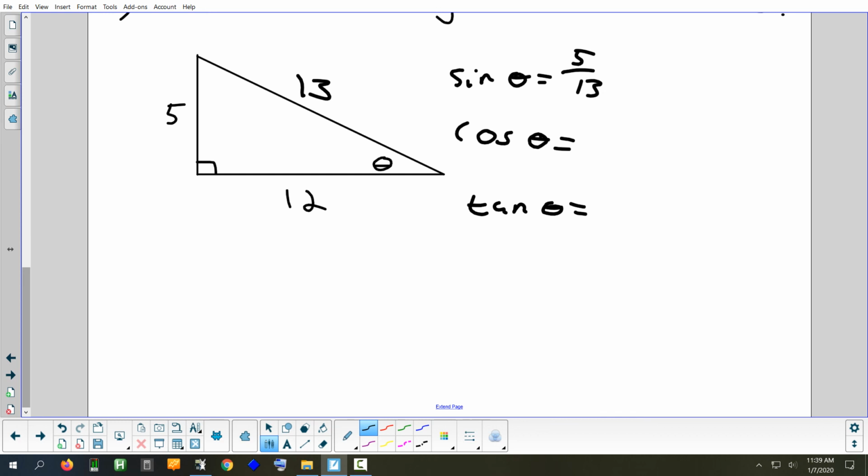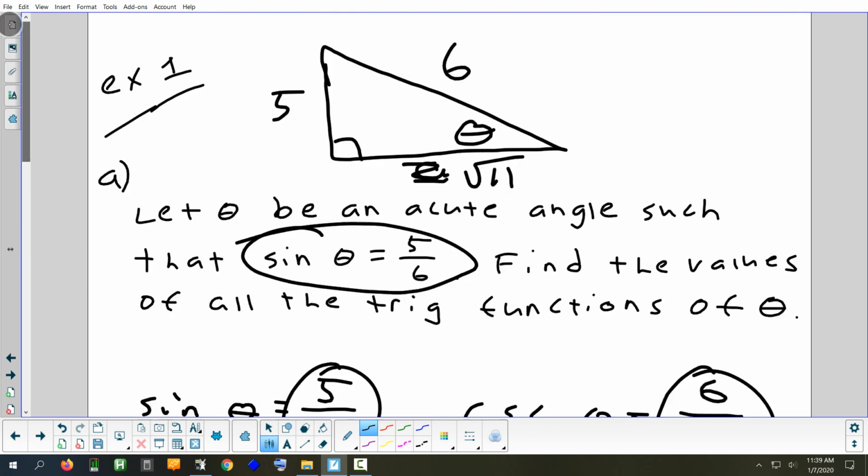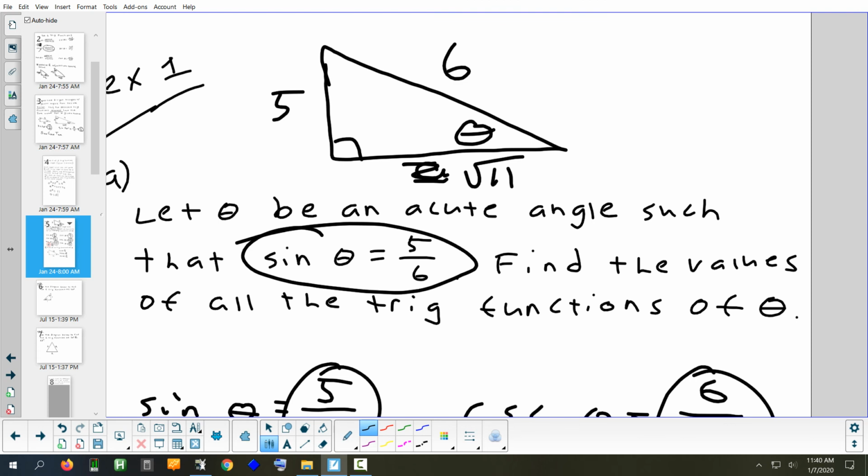It would be 12 over 13. Yep, 12 over 13. And Jared, what about my tangent? 5 over 12. Now, Nakira, what would you do with those three to get the next three? You just flip them. So 13 fifths, 13 twelfths, 12 fifths. Very, very nice to flip. Again, no square roots makes it easy. Okay. Any questions on that?